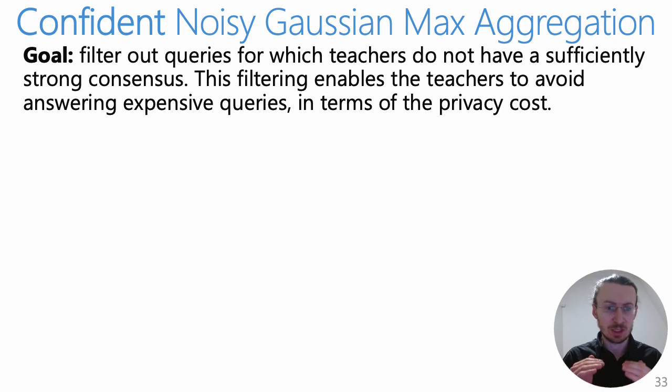However, if we observe that teachers actually do not agree fully, there is no strong consensus, then in such cases the privacy leakage might be large, because a single teacher, for example using a single data point, could change the final prediction from the ML model, in this case from the ensemble of teachers. So the way to achieve the goal of a better mechanism is to filter out queries for which teachers do not have a sufficiently strong consensus. This filtering enables the teachers to avoid answering expensive queries in terms of the privacy cost.